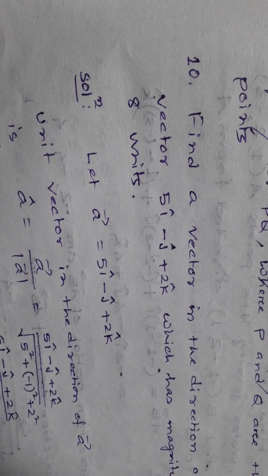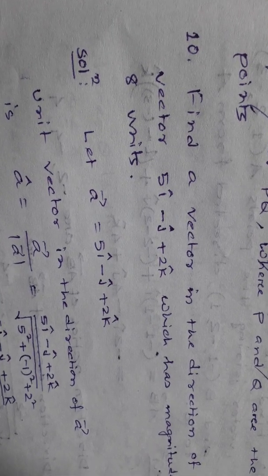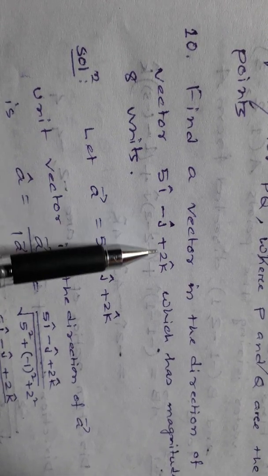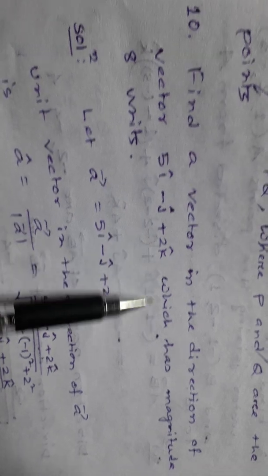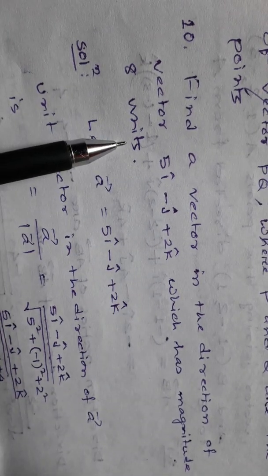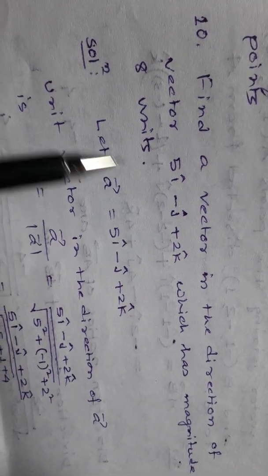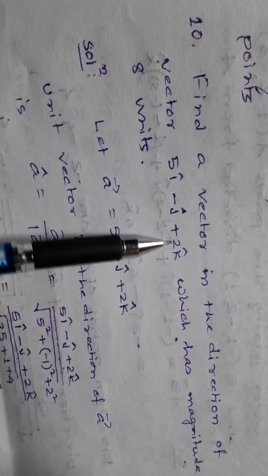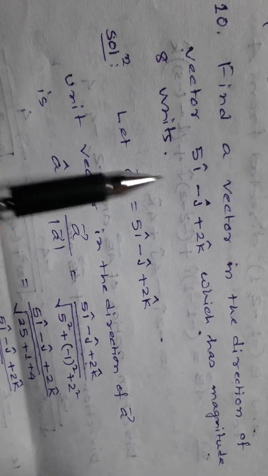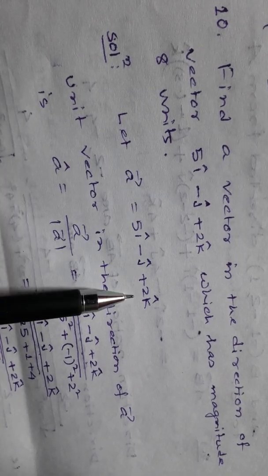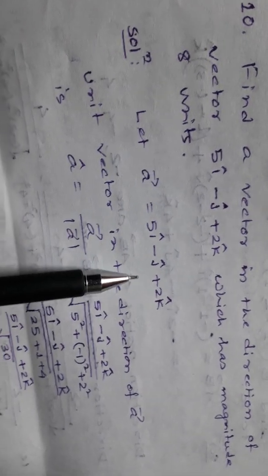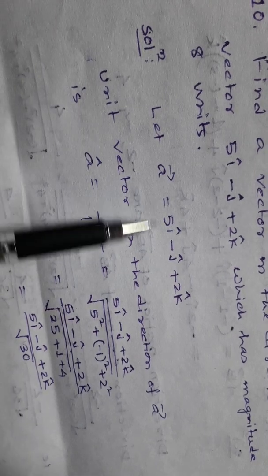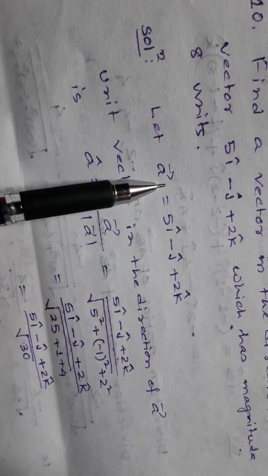Question number 10. Find a vector in the direction of vector 5i minus j plus 2k which has magnitude 8 units. Consider this vector as vector A. Let vector A be 5i minus j plus 2k. First, you find the unit vector along the given vector, along the vector A.